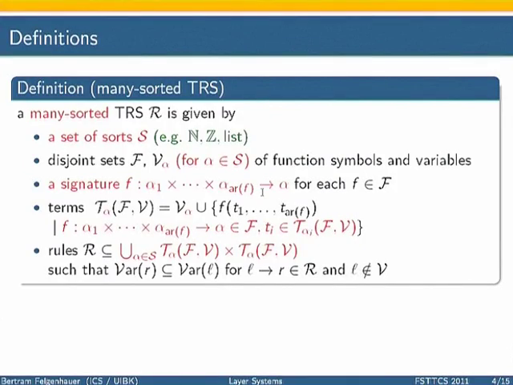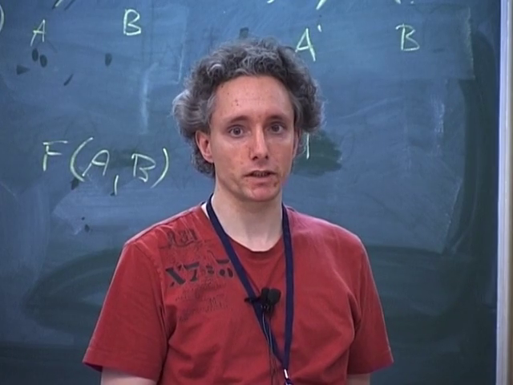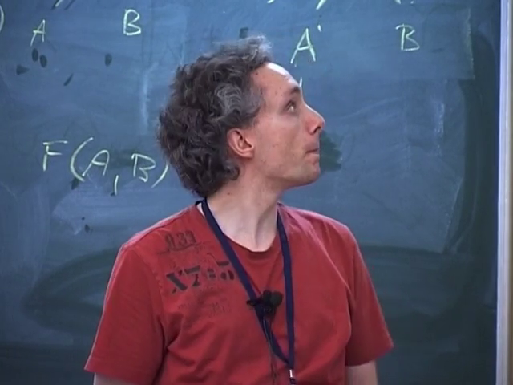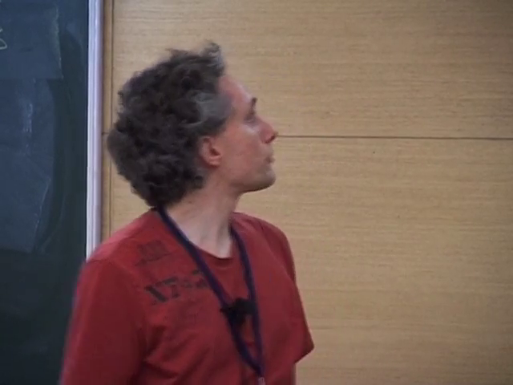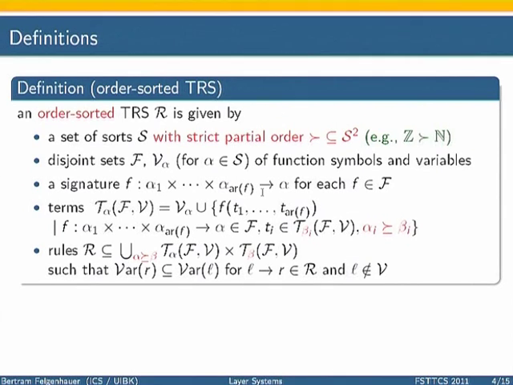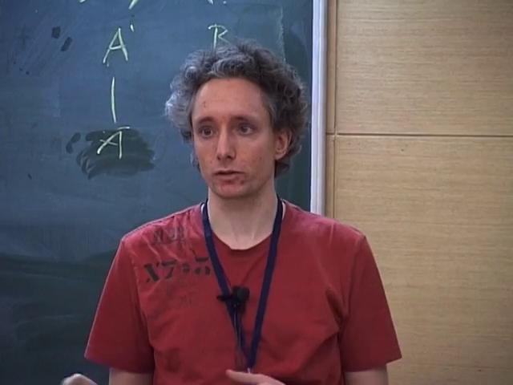And one further tweak to this definition results in order-sorted TRSs, where sorts are actually ordered by some subtype relation. So for example, natural numbers is a subtype of the integers, with the intuition that wherever we require an integer, we can also use a natural number. And accordingly, for the terms, we then allow at argument positions not only terms of the precise type of that argument, but of any subtype as well. And for rewrite rules, we require that the right-hand side is of the same type as the left-hand side or of a more specific type.